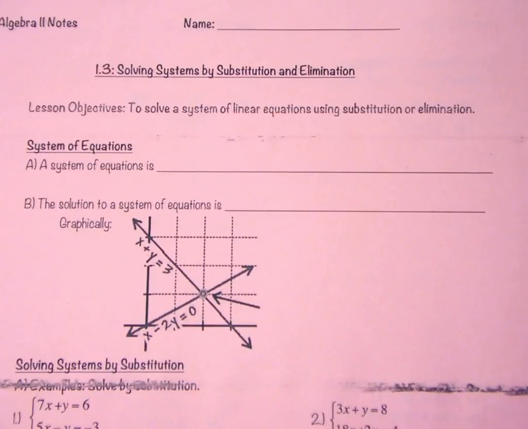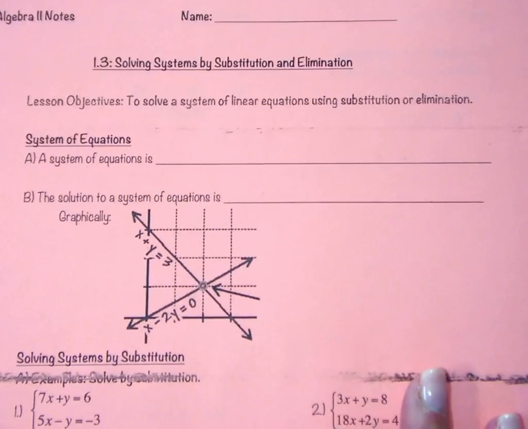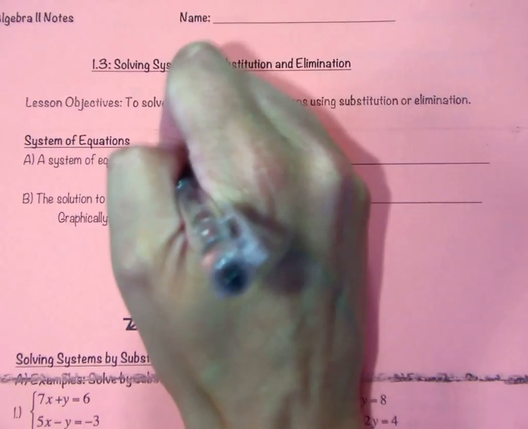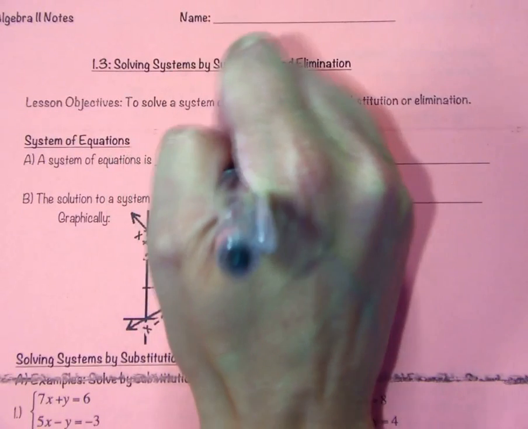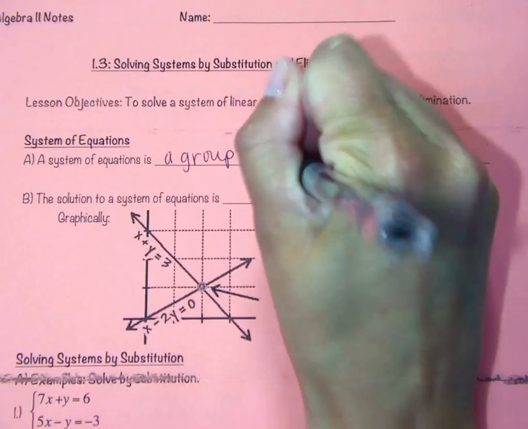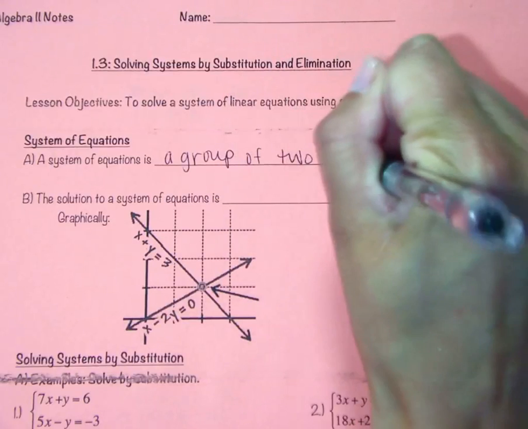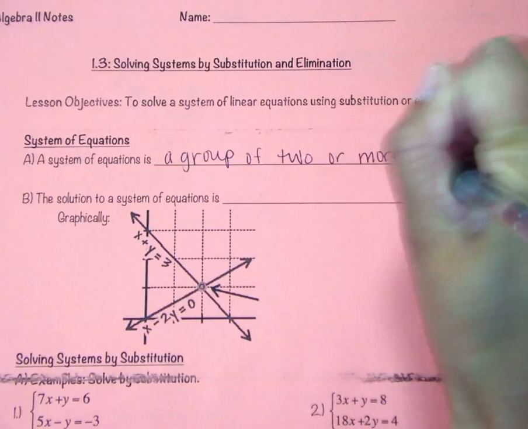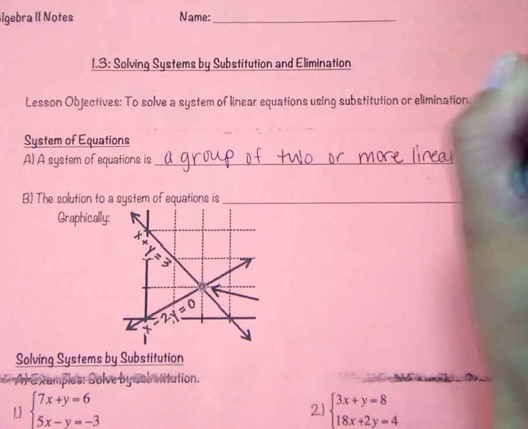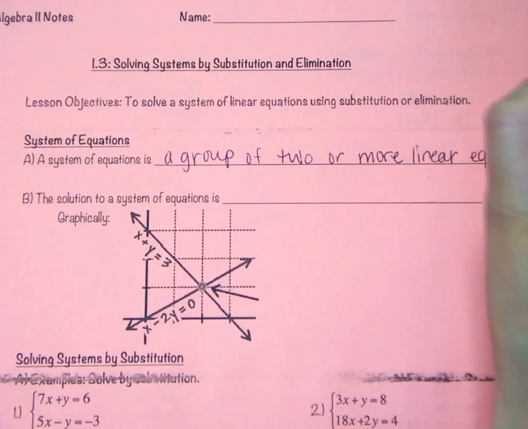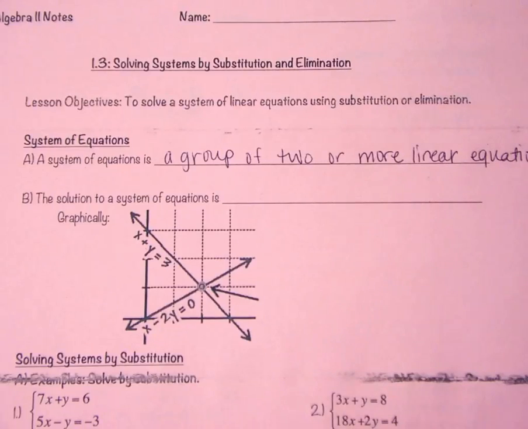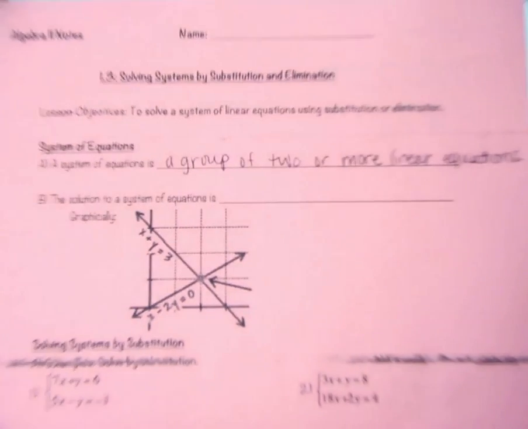So before we really get into those two methods, let's talk about what a system of equations is first. All that means when I say a system of equations is that we have a group of two or more linear equations. A group of two or more linear equations.